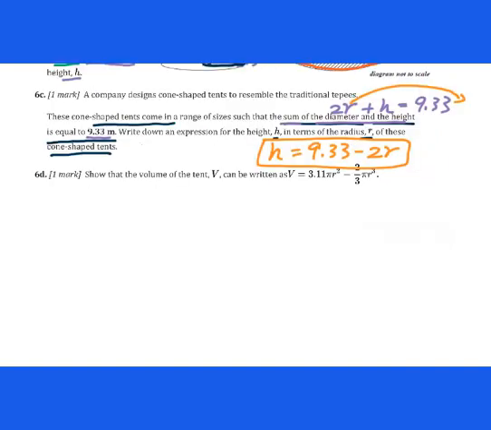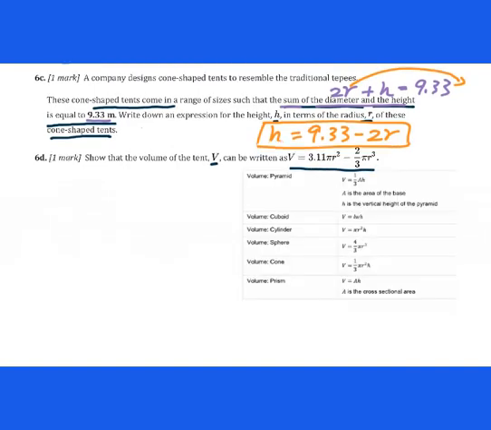For 6d, show the volume of the tent V can be written as this formula. According to the volume of a cone, we use 1/3 pi r squared times the height.